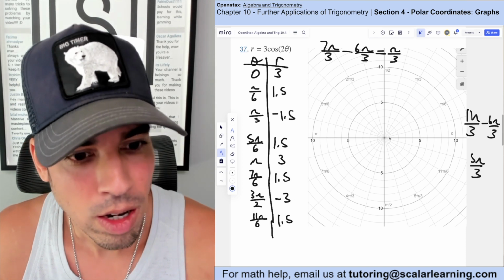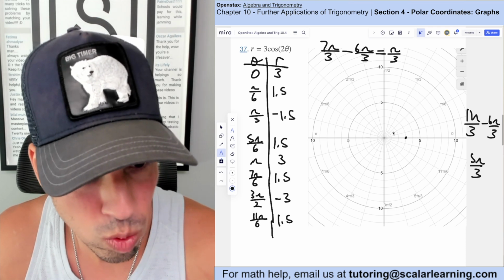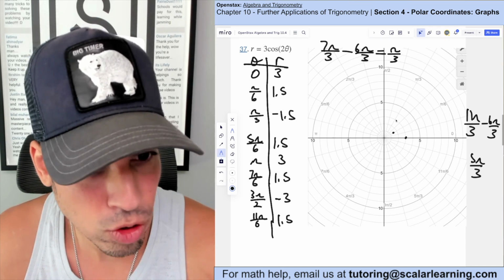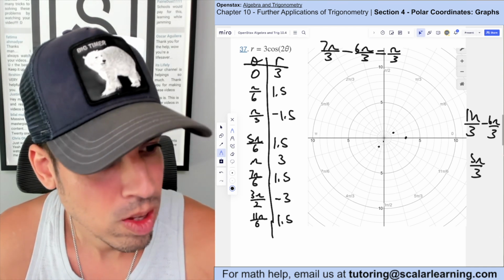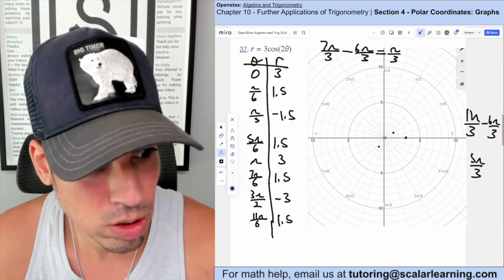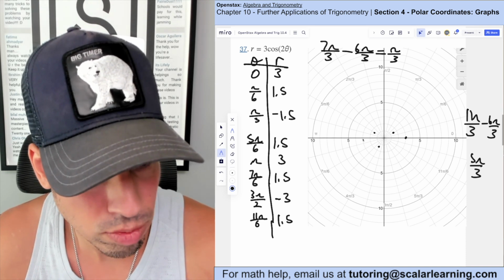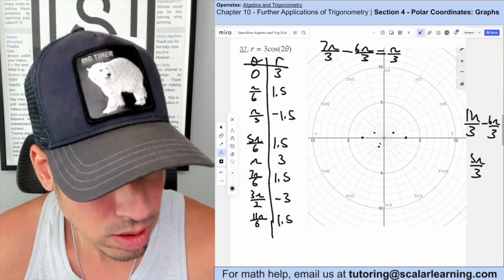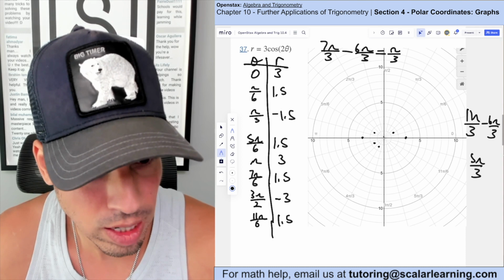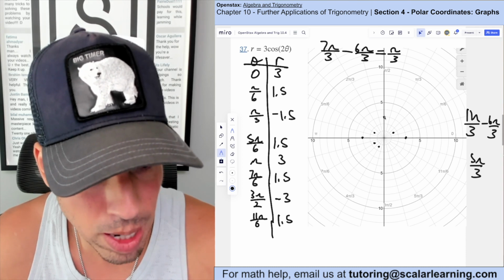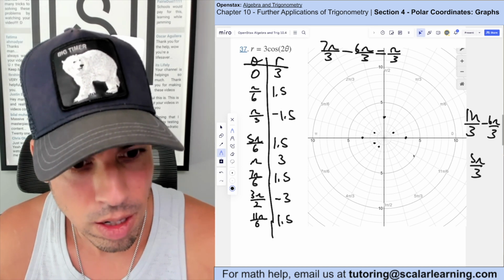So let's see what we get here. We got 0 coming out to 3. We got pi 6 coming out to 1.5. We've got pi thirds this way going out to -1.5. So we got to go in reverse like here. And then we got 5 pi 6, which is 1.5. Boom. Then we got pi coming out to 3. We've got 7 pi 6, which is 1.5. And then we got 3 pi halves, which is -3. So 3 pi halves coming down, but it's -3, so we got to go back up. And then for 11 pi 6, we got 1.5.